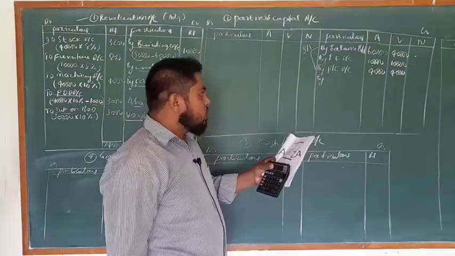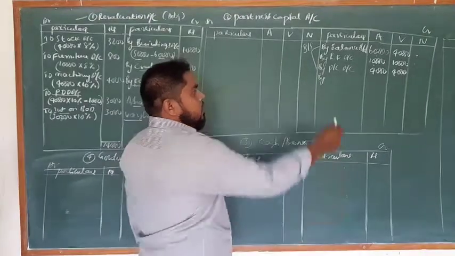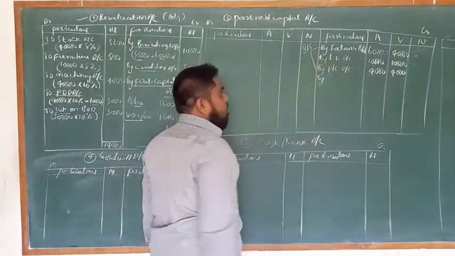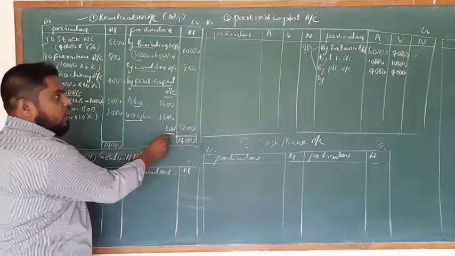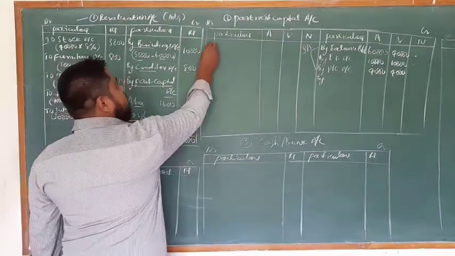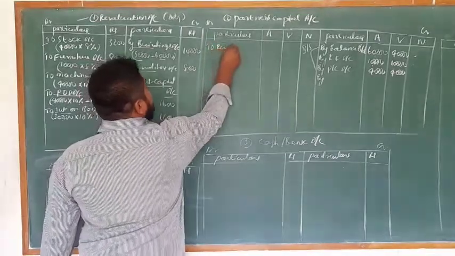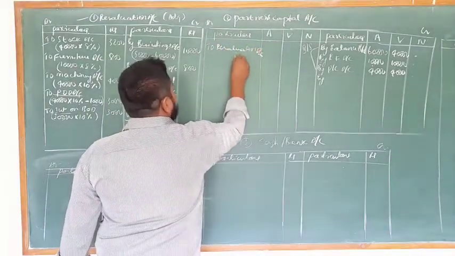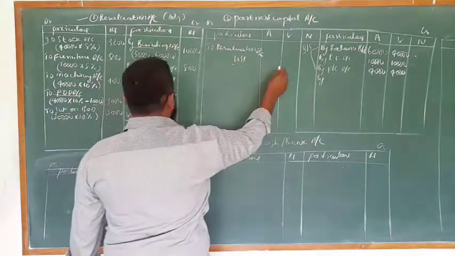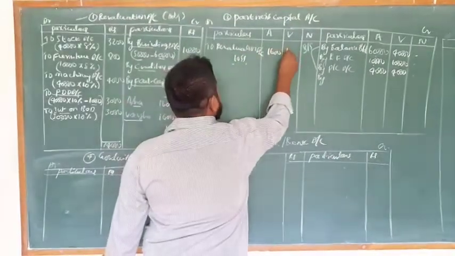Now we have taken the capital, reserve fund and P&L account. Now come to the revaluation account. Under the revaluation account we got a loss. The loss is transferred to the partners' capital account, credit side. So this is the revaluation account loss, 1,600.